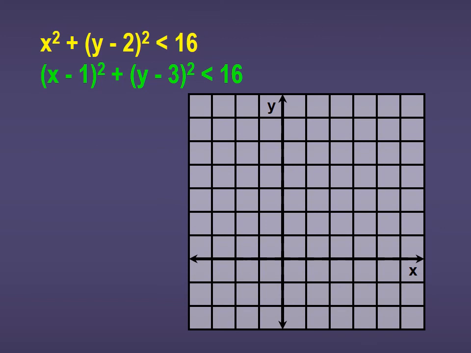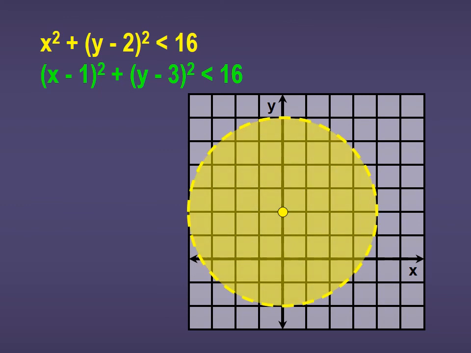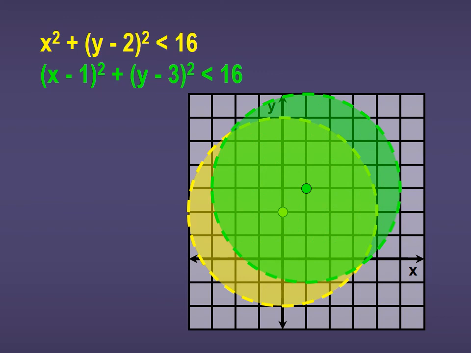You might be saying, well, hold up, what's our h value? Well, since our h value isn't there, that means our h value is 0, which means that the center for the yellow circle is going to be 0, 2. 0, 2 is our center for the yellow circle. And that means our radius is 4, so we're going to go out 4, and then that's the yellow circle there. Our green circle has a center at 1, 3, and radius is also 4. Okay, so there's the green circle.